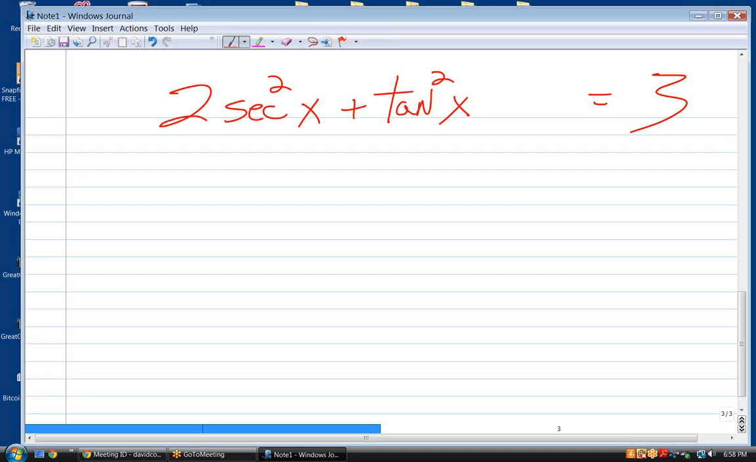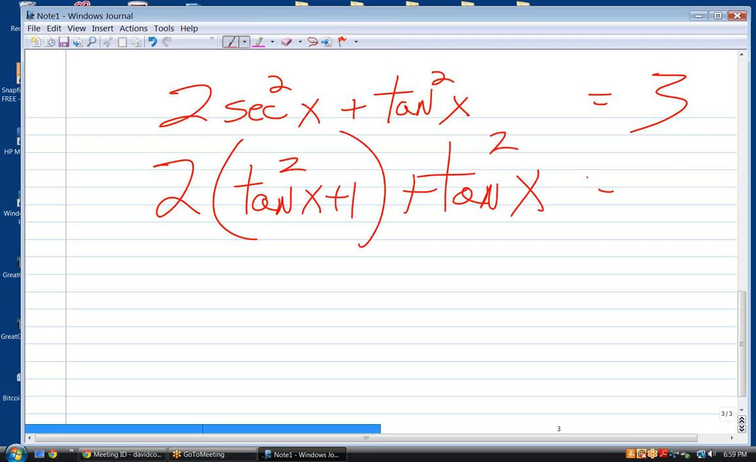I don't know about you, but I'm far more comfortable working in the first 3 trig functions, sine, cosine, and tangent, than I am secant, cosecant, and cotangent. It's kind of like degrees and radians. I now can think in radians, but I still don't think in secant, cosecant, and cotangent. I tend to think in sine. And also your calculator only has the first 3. So it's much easier to solve the problem if we have it in tan than secant. So I'm going to substitute tan squared plus 1 for secant squared.